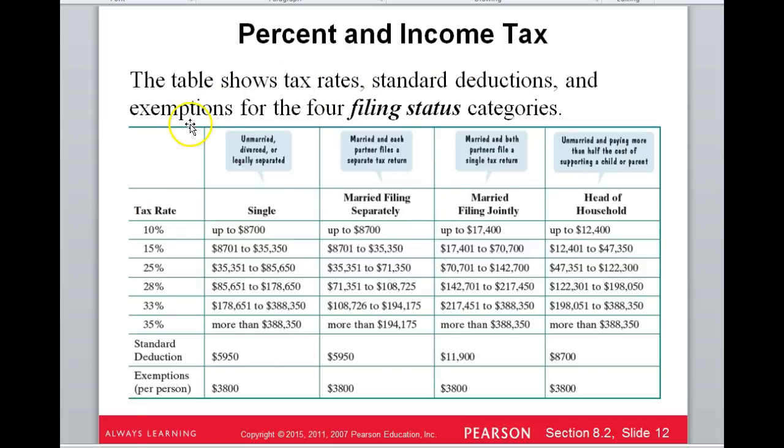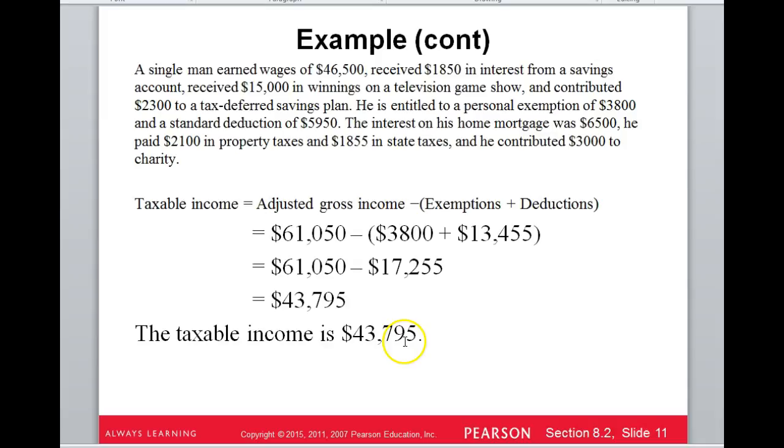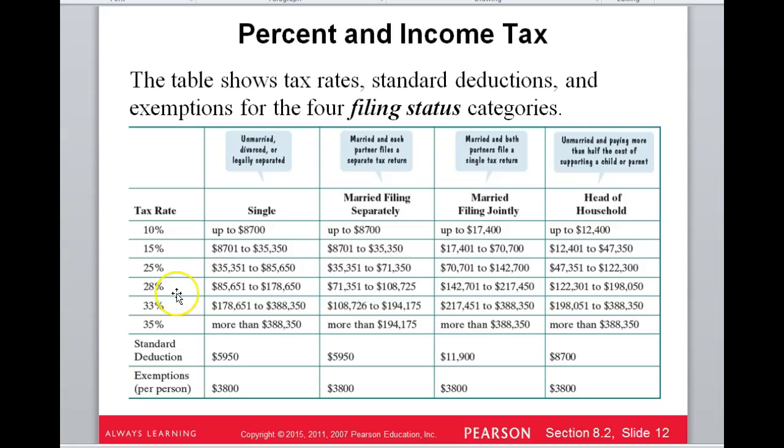All right, this is a percent income tax table. It shows different tax rates for the 4 different filing statuses and the way that you're choosing to file your taxes, and then the tax rate at these different levels of income. So for our friend here who had a taxable income of $43,795, for the first $8,700 of that, he was single, so we would tax it at 10%.